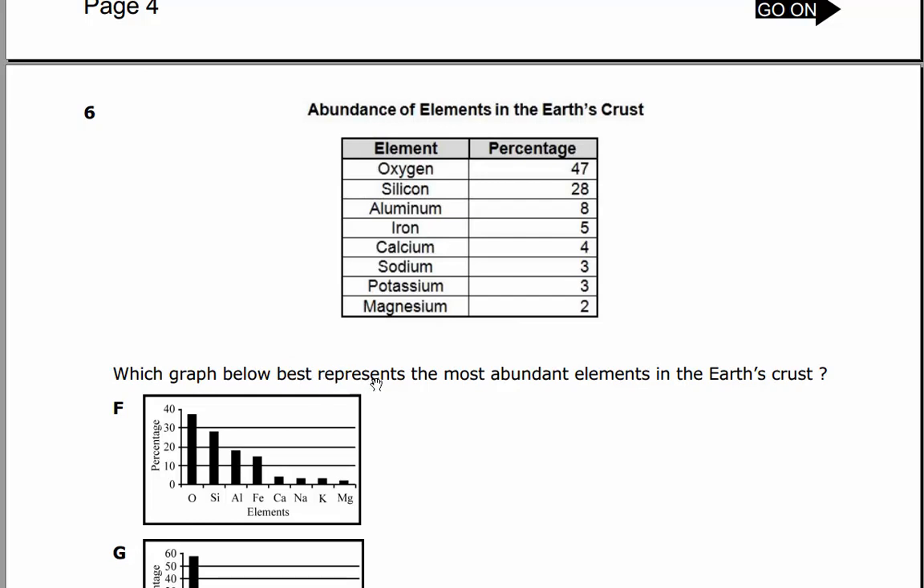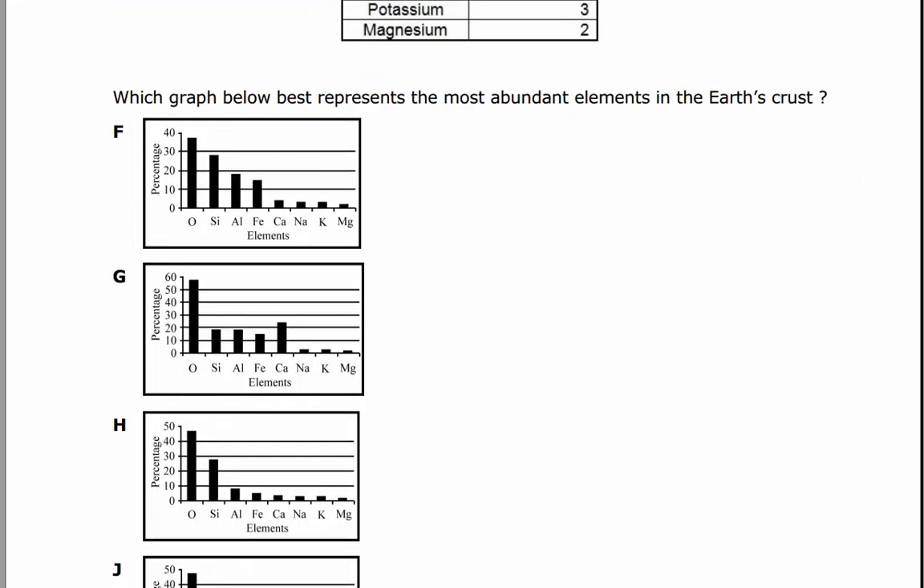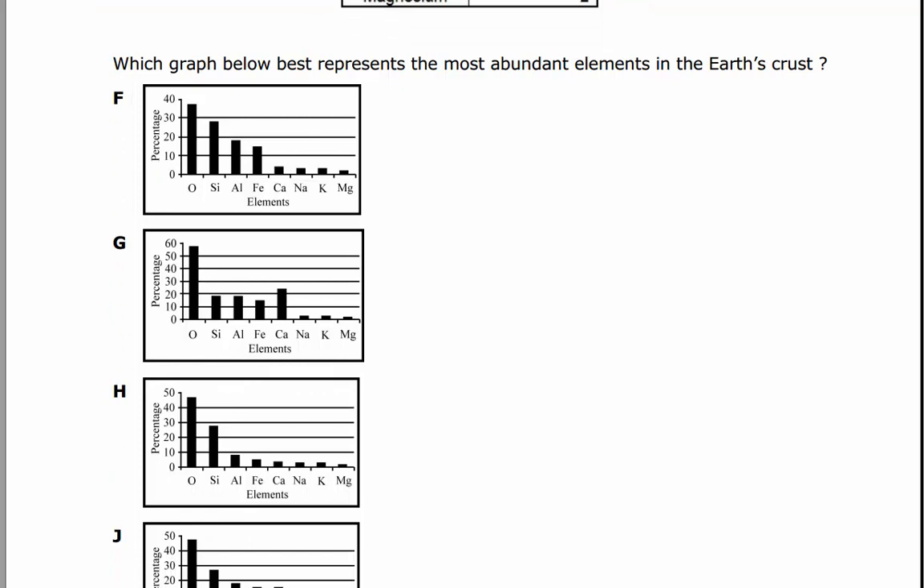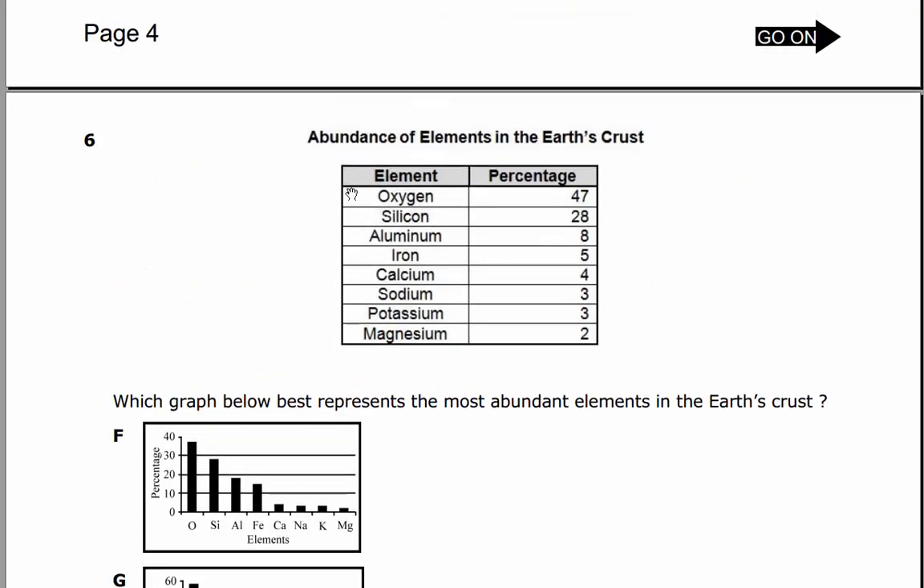Which graph below best represents the most abundant elements in the Earth's crust? Pick the graph F, G, H, or J that most closely represents this chart.